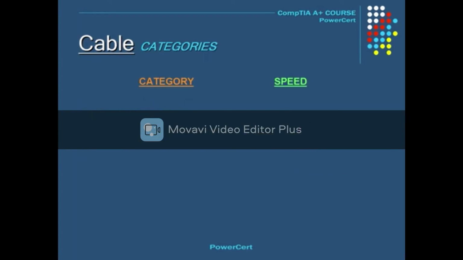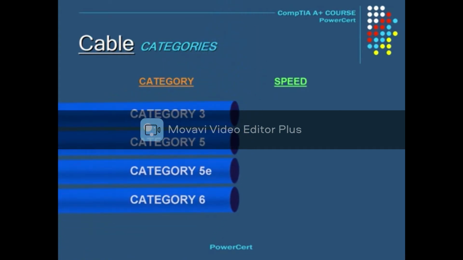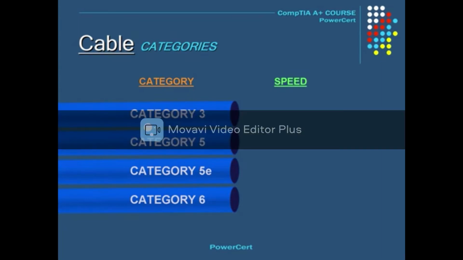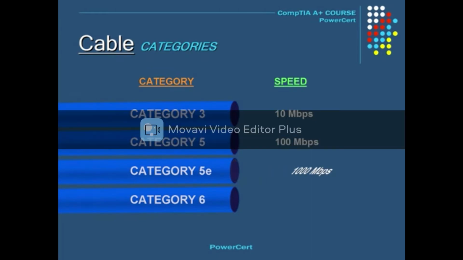Today there are 4 different categories of twisted pair cable. The difference between these is the maximum speed they can handle without having any crosstalk. The numbers of these categories represents the tightness of the twists that are applied to the wires. These categories are 3, 5, 5E, and 6. So category 3 has a maximum speed of 10 megabits per second. Category 5 has a maximum speed of 100 megabits per second. And category 5E and 6 have maximum speeds of 1000 megabits per second.